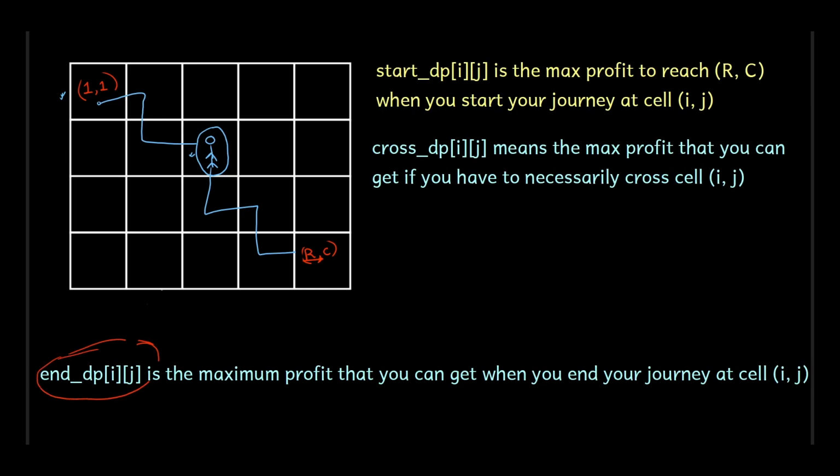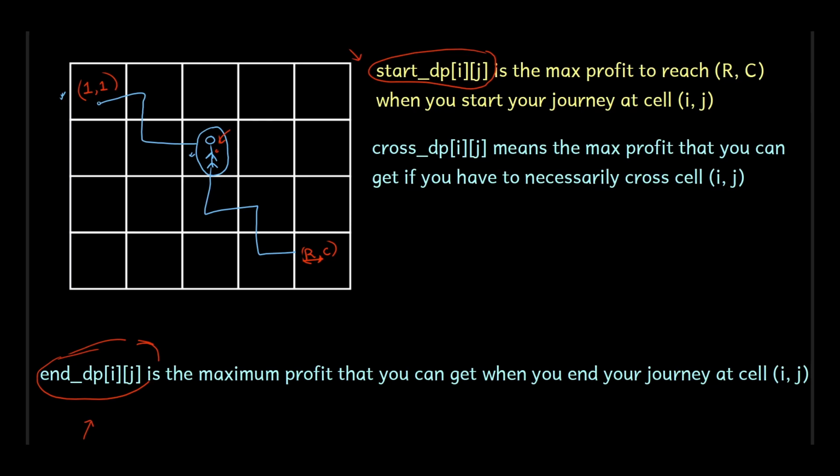And the next question that you are looking for is, what is the maximum profit that you can get when you start your journey over here and you end your journey over here? So this is nothing but the start DP that we have already computed. But one thing we have double counted, which is the value on this cell that is at I comma j, because that has been included in start DP as well as the end DP.